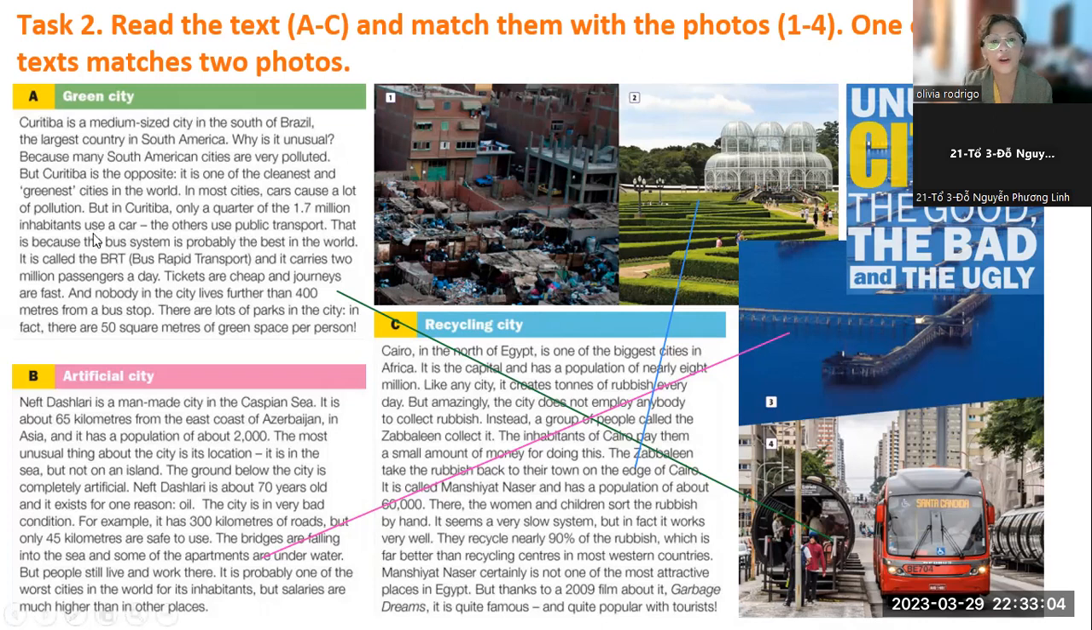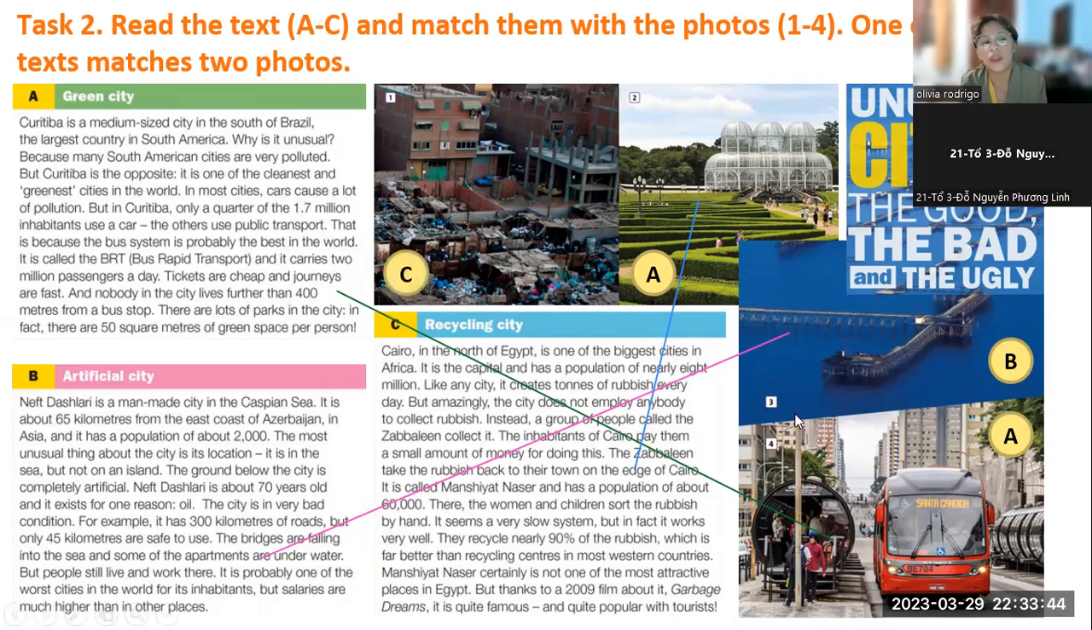Okay, so we have here. Okay, number two is A. So this is the green city. Obviously, this is the green city because you can see it's full of green things. Okay, next we have letter B, the artificial city. This one, number three, we call it artificial city because it's not normal, it's not natural. You can see they're trying to build a city in the ocean, so it's really artificial.